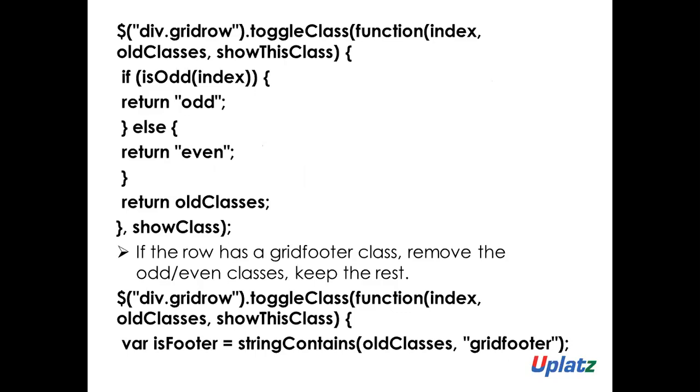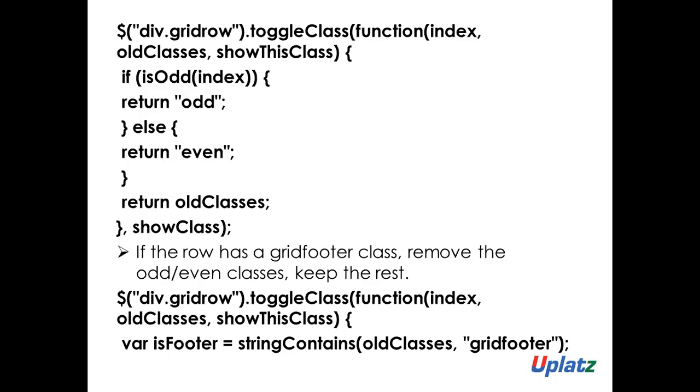So for div.grid row, I'm using a toggleClass function with index and old classes to show the classes. If my index is odd, it will return "odd", else it will return "even". Otherwise it also returns the old classes. If there is any problem, you need to call the show classes. This is all simple JavaScript, but I am showing how to use it in jQuery.